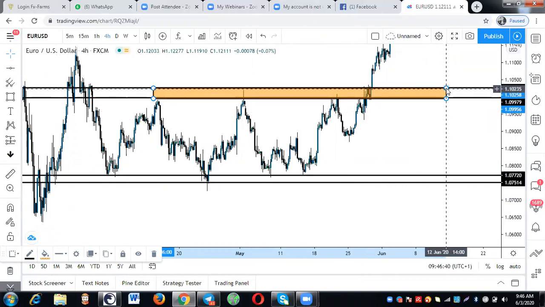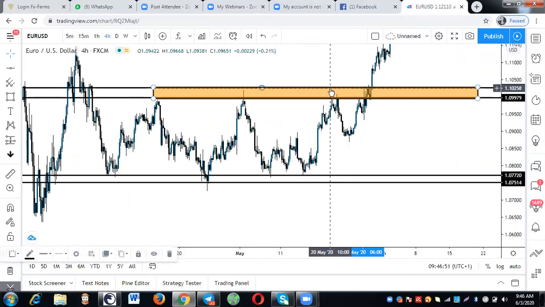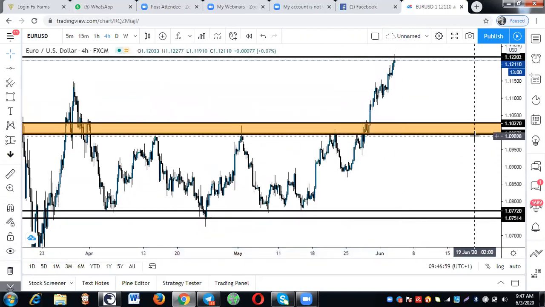Okay, let's do this. All right, so I'm going to draw this across. Now, if you want to edit this and make it longer, go to coordinates. Sorry, not coordinates, this is the box. All right, so this one has to be negative. Just put any number you want, so it takes it to the future and takes it to the past.